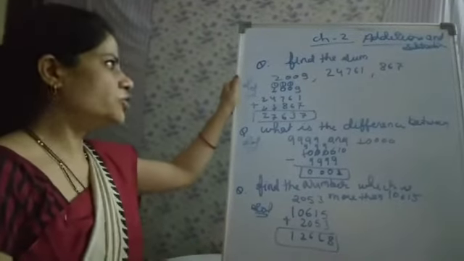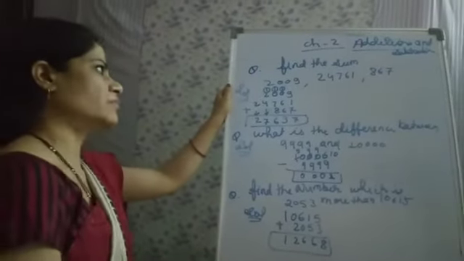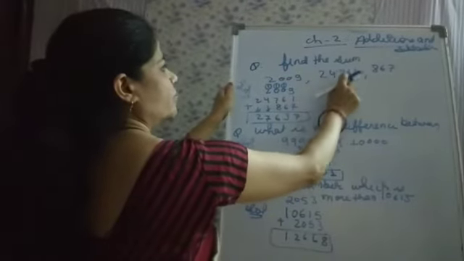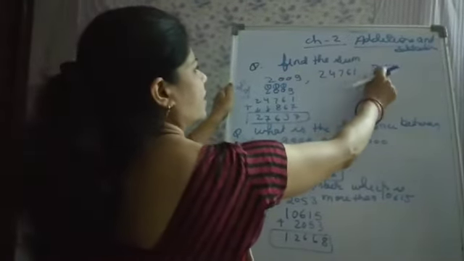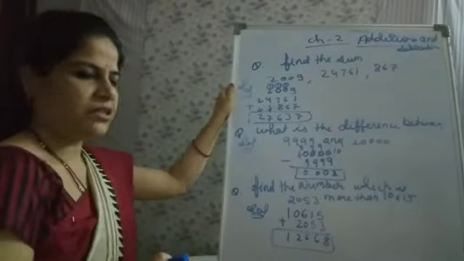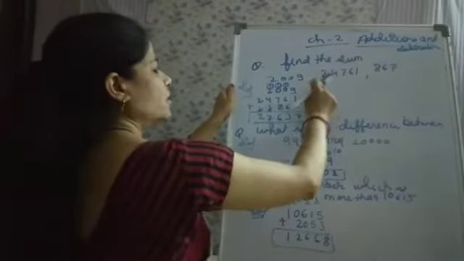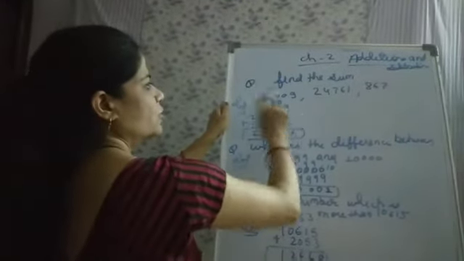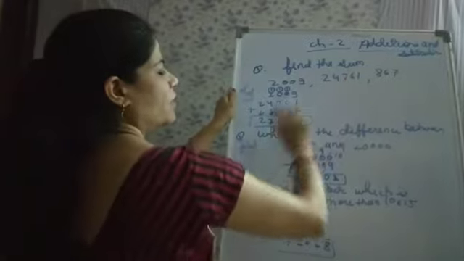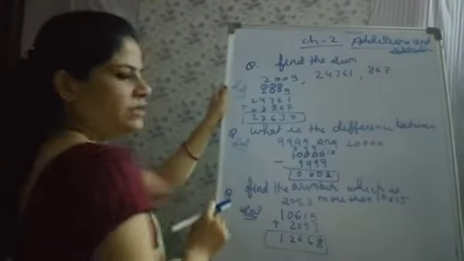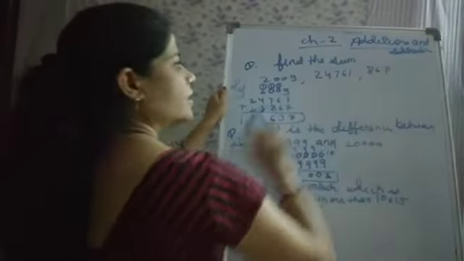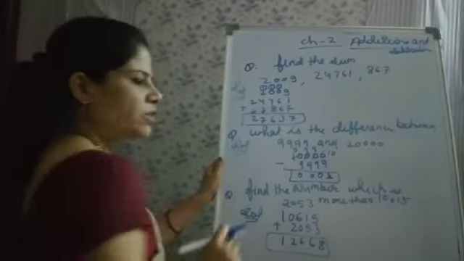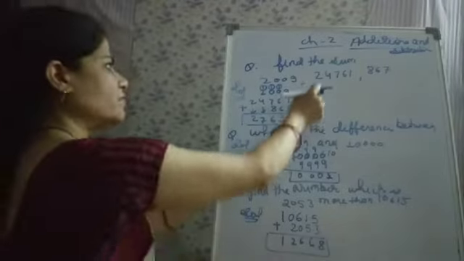Now next question which you have to understand is find the sum. You have to add 2009, 24,761 and 867 and find the sum. First you have to see the greatest number. This is a 4-digit number, 2009 is a 4-digit number, 24,761 is a 5-digit number, and 867 is a 3-digit number. So the greatest number is 24,761, which is a 5-digit number.